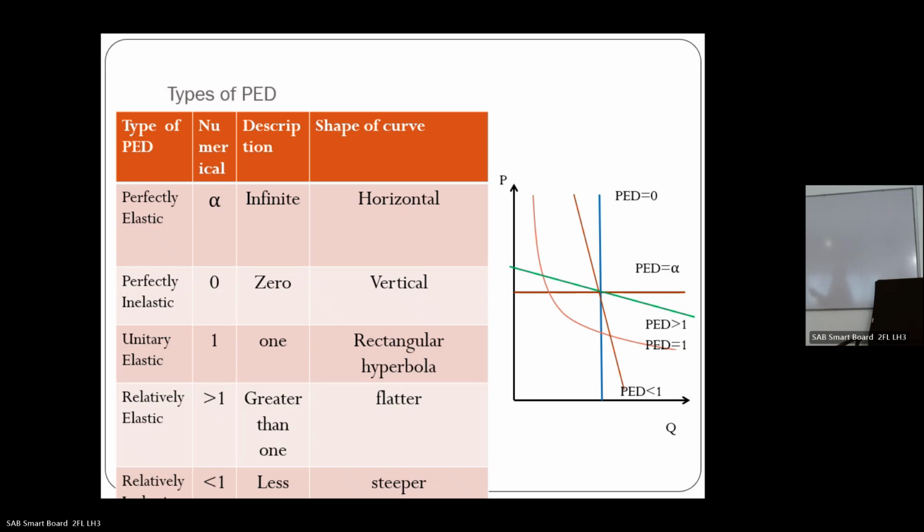Now if you look at the nature of the demand curve based on these elasticities, we see the perfectly elastic case. We know that it goes to infinity, so the nature of the demand curve is horizontal. Price is fixed, and there can be various quantities. That is perfectly elastic. Normally the perfectly competitive firm faces this kind of demand curve.